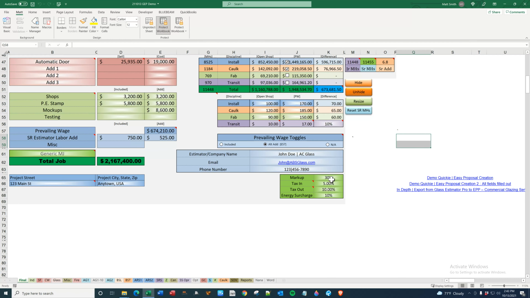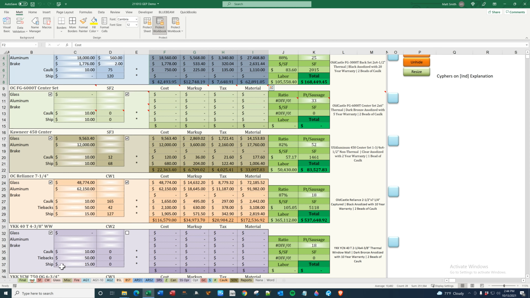Markup is pretty self-explanatory. You are adding 30% to the cost. Tax in is figuring 5% on the cost. Tax out is figuring 10% on the markup plus the cost. Initially, I didn't have tax in. Tax in would be used by companies who are not tax exempt. Energy surcharge is 10%, and that is applied to the cost of glass.